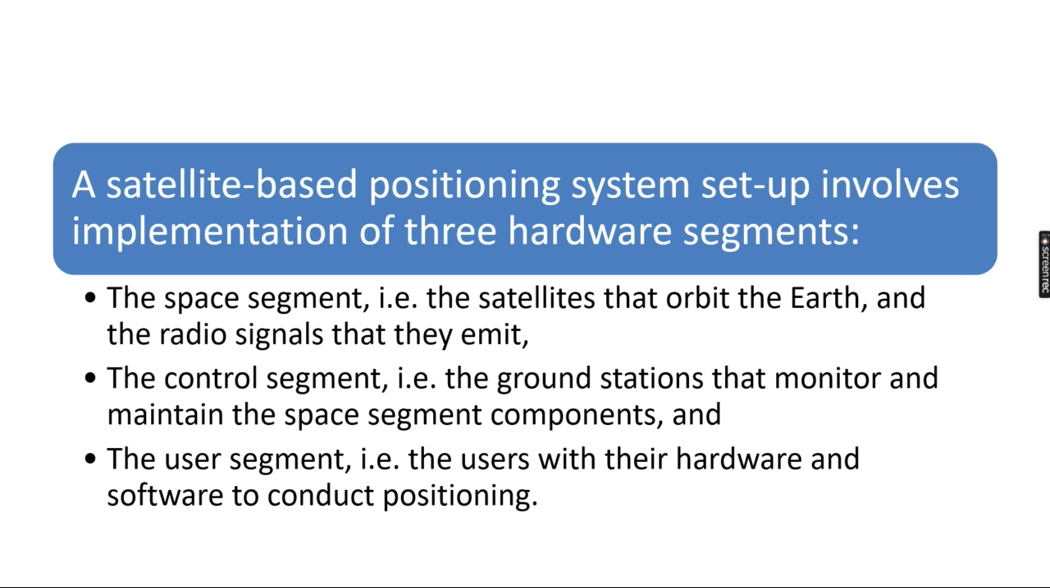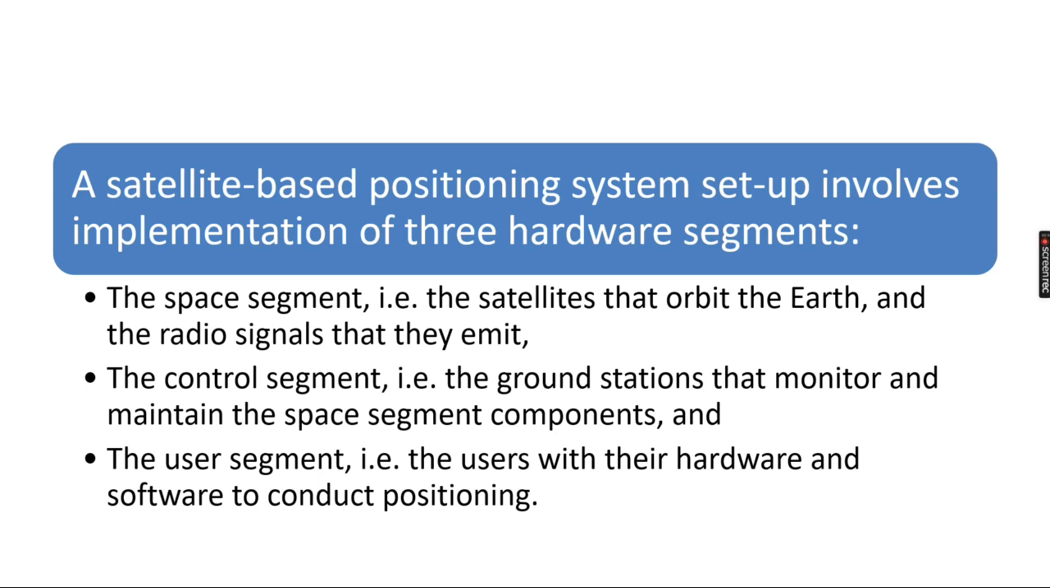Now, a satellite-based positioning system setup involves implementation of 3 hardware segments. We require the 3 segments. One is the space segment, the control segment, and the user segment. The space segment is the satellite that orbit the earth and the radio signal that they emit. That is the space segment. So satellite will emit the radio signals.